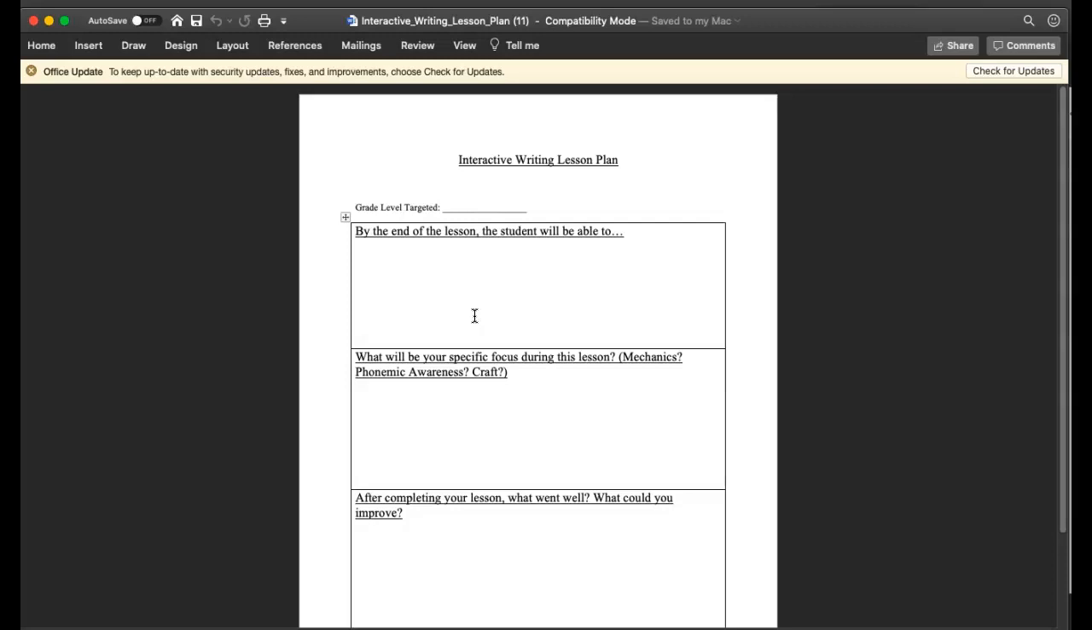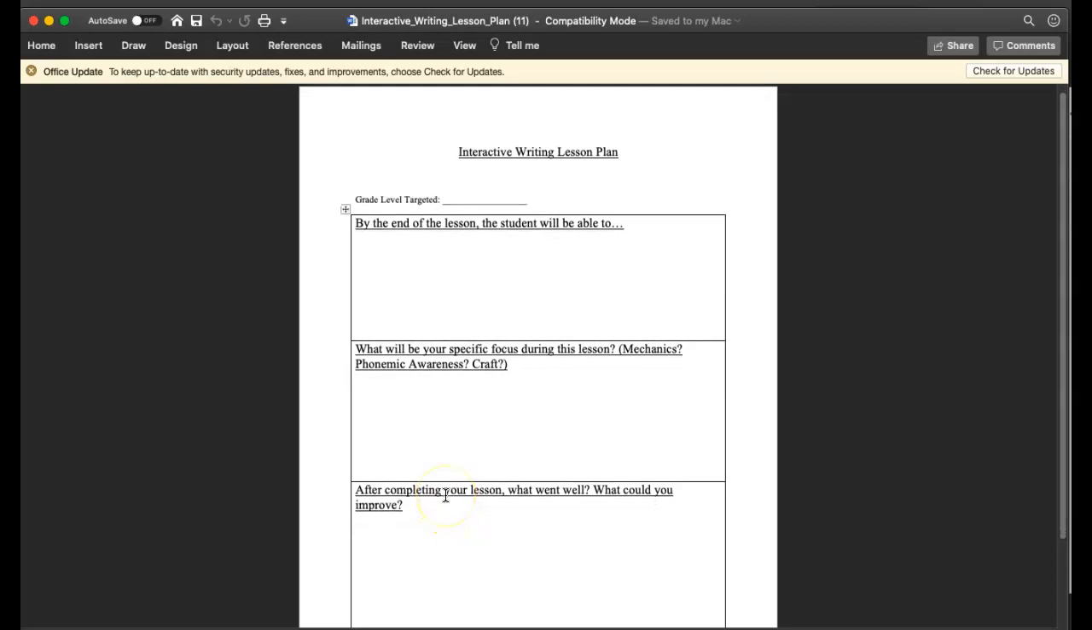Oftentimes, teachers will use a mentor text as a model if they're talking about a specific aspect. Maybe they're talking about the hook the writer uses in the very beginning of the story. And with intermediate classrooms, I've seen this often. They write a hook together. After completing your lesson, what went well and what could you improve?